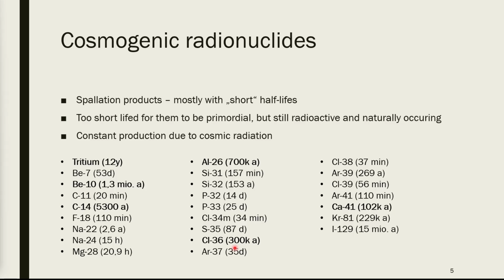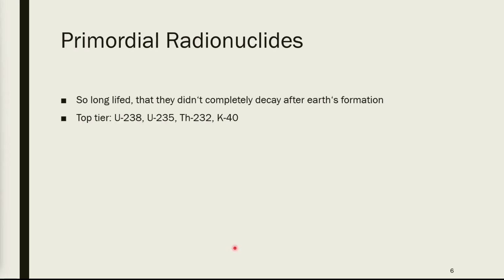Of course, there's another classification of radionuclides that we can find naturally occurring on Earth. These are the primordial radionuclides. They are so long-lived that they didn't have time to completely decay after the Earth's formation. So they were there from the get-go. For example, we have uranium-238, 235, thorium-232, potassium-40, and there is some debate about some plutonium isotopes, but I'm not gonna go into that. We are talking about rocks today.